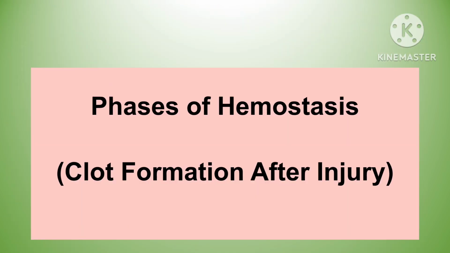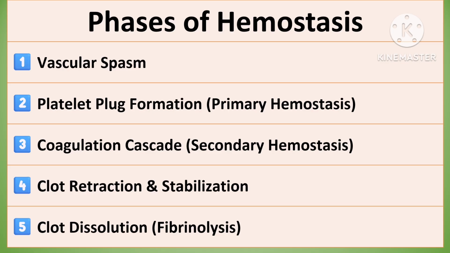When a blood vessel is injured, the body immediately activates a protective mechanism called hemostasis to prevent excessive bleeding. The process occurs in 5 distinct phases, each playing a critical role in forming and dissolving a clot.